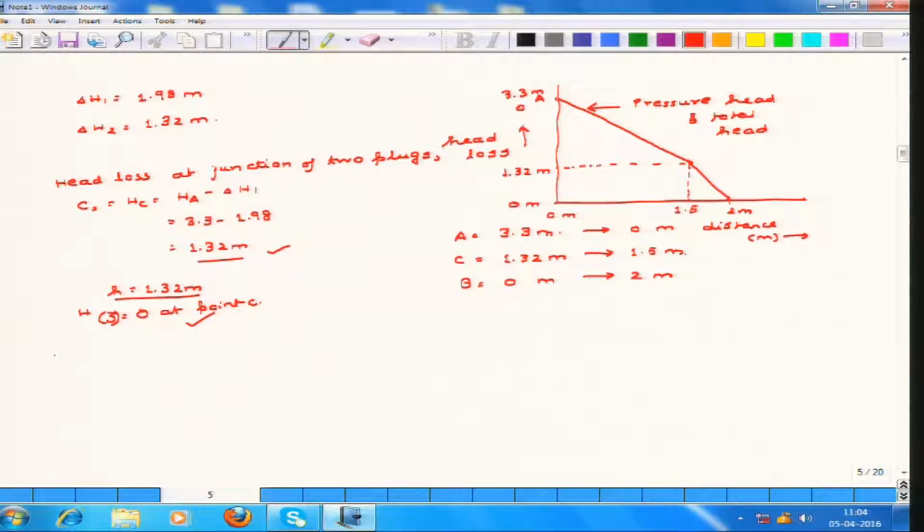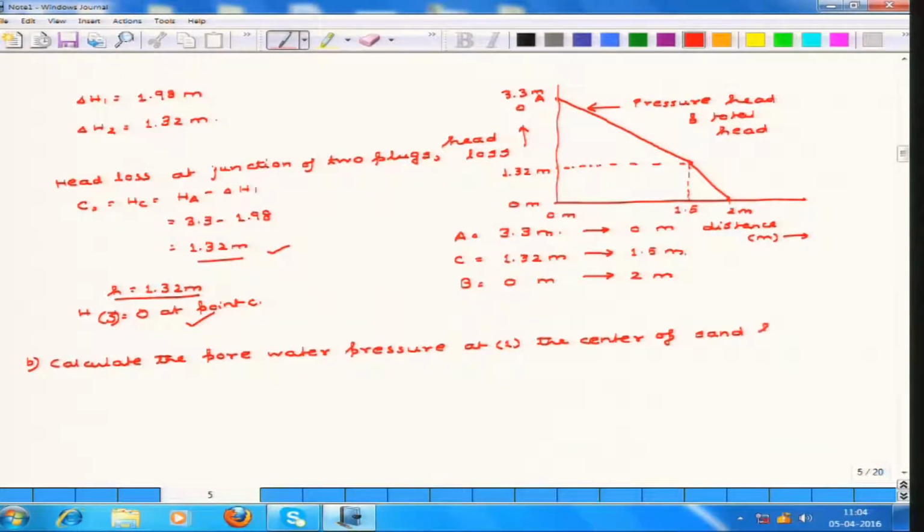The second question asked is to calculate the pore water pressure at the center of the sand plug and the center of the mixture of sands, silts and clays. Now, you have found out the pressure heads at each of these points and the total head at each of these points.